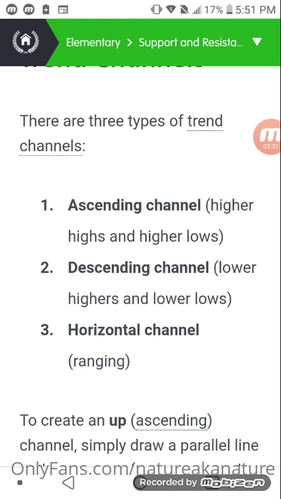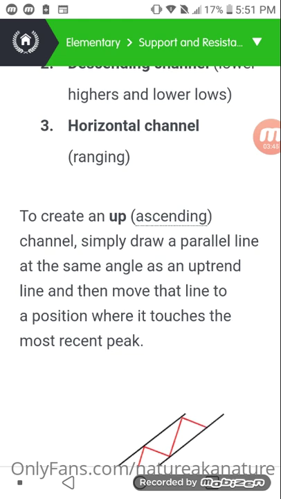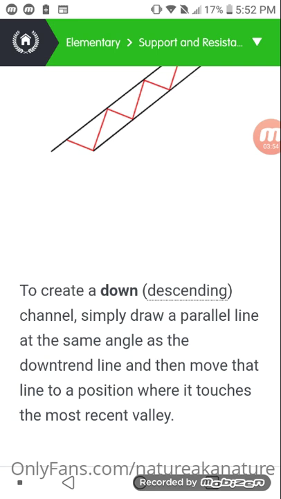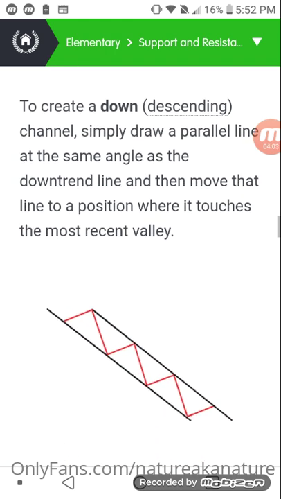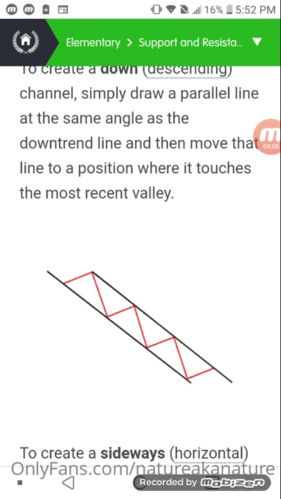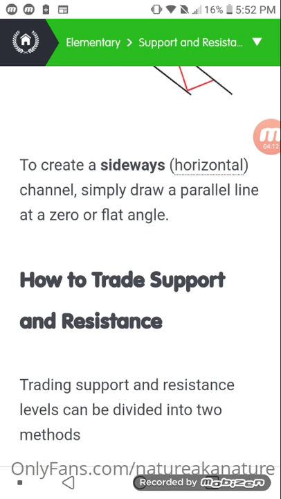Same thing with trend channels. There are 3 types of trend channels: ascending channel, higher highs and higher lows; descending channel, lower highs and lower lows; and horizontal channel, which is ranging. To create an ascending channel, simply draw a parallel line at the same angle as the uptrend line, and move that parallel line into position to touch the most recent peak. Same thing with a descending channel: draw a parallel line at the same angle as the downward trend line, then move that line into position with the most recent valley. To create a sideways horizontal channel, simply draw a parallel line at a zero or flat angle.